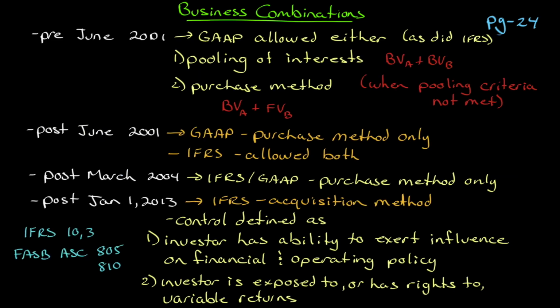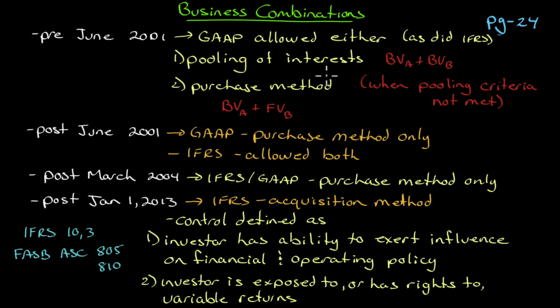While it's not part of any of the explicit learning objectives here, having a sort of history of how we got to the acquisition method might be helpful. Pre-June 2001, GAAP allowed either the pooling of interests or the purchase method, as did IFRS. Pooling of interest is just the book value of A plus the book value of B, and you're done. You just add all the totals together and off you go. The purchase method was the book value of A plus the fair value of B, and you use the purchase method when the pooling criteria was not met.